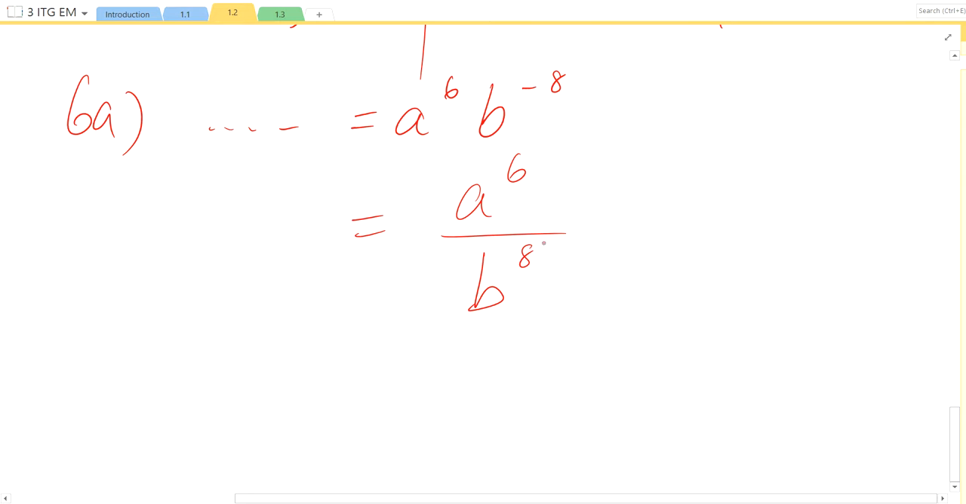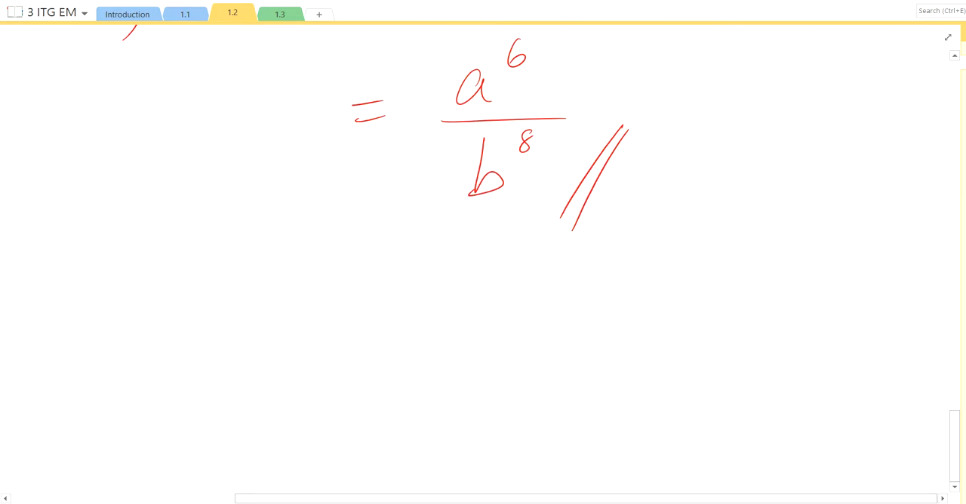For example, 6a. Then your answer is a power 6, b power negative 8. Is this positive index notation? No, I've got a negative sign over here. What should I do? Move it down. Okay, that's an interesting way of putting it. b power 8. That's it.